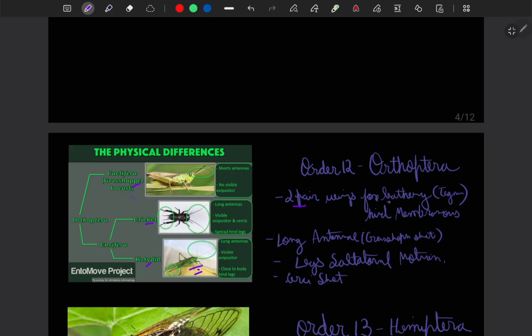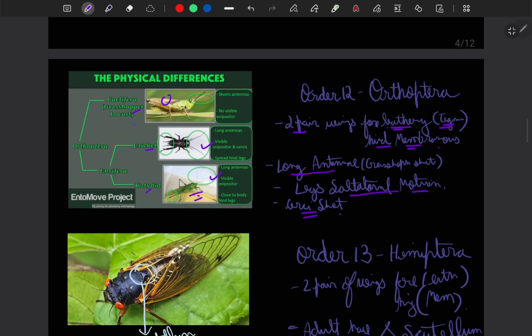Two pair of wings and leathery tegmen. Tegmen is the covering of wings, a net-like structure as we had earlier seen in Dictyoptera, and hind membranous wings. They have long antennae. Grasshoppers have short, but usually the antennae are long. Legs are saltatorial in motion and cirri are short.